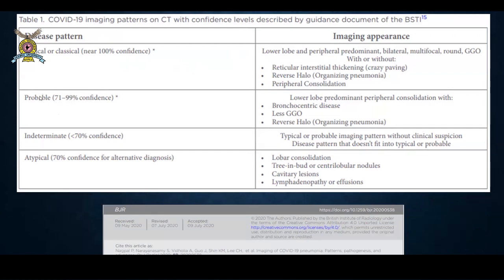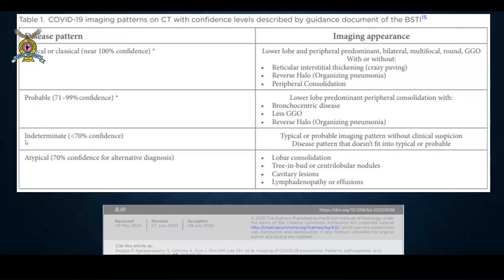The second group is the probable group, in which you will see consolidation that is peripherally placed in both lobes, particularly around the bronchus, with reverse halo sign or with less ground glass opacity. So your confidence level drops to 71% to 99% in this group, and it is the probable group.